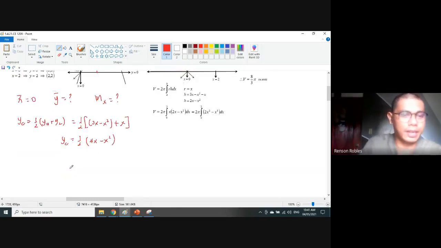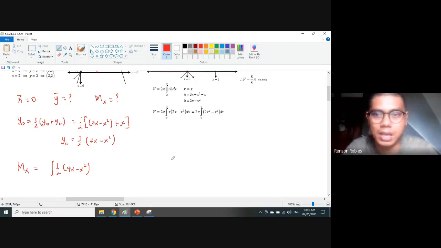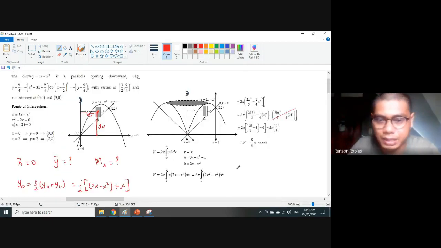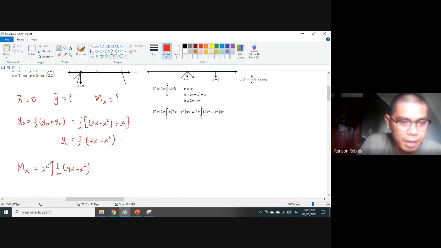For the moment in x, it equals the integral of YC, which is 1/2 of 4x minus x squared, times dV, the volume element from here. We'll just copy this: 2 pi, with the limits of integration from 0 to 2. Then you just copy this one: 2x squared minus x cubed.